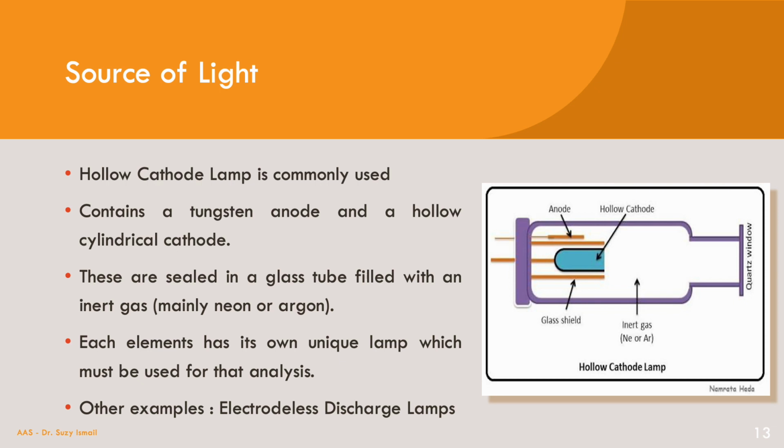And as I mentioned again, these hollow cathode lamps are very specific to the elements that you are using. Each element has its own unique lamp which must be used for the analysis. You cannot use only one lamp for various types of elements to be tested, because you would not get the best absorption detected. Each element, as I mentioned, has this fingerprint. They only love to absorb their specific wavelength.